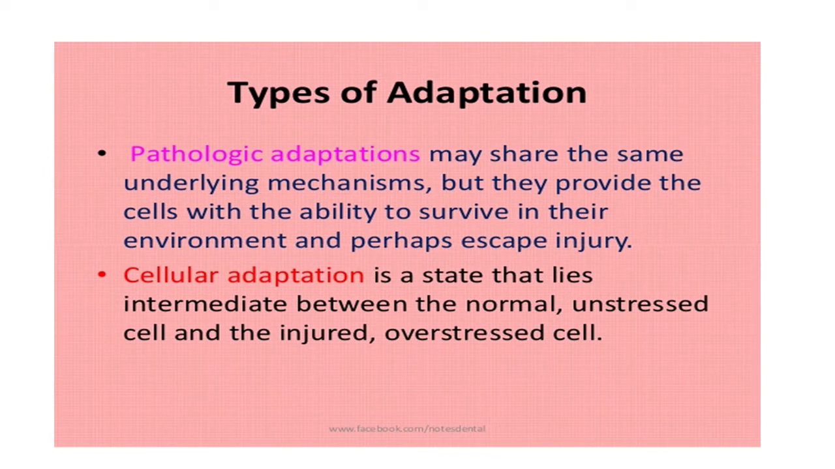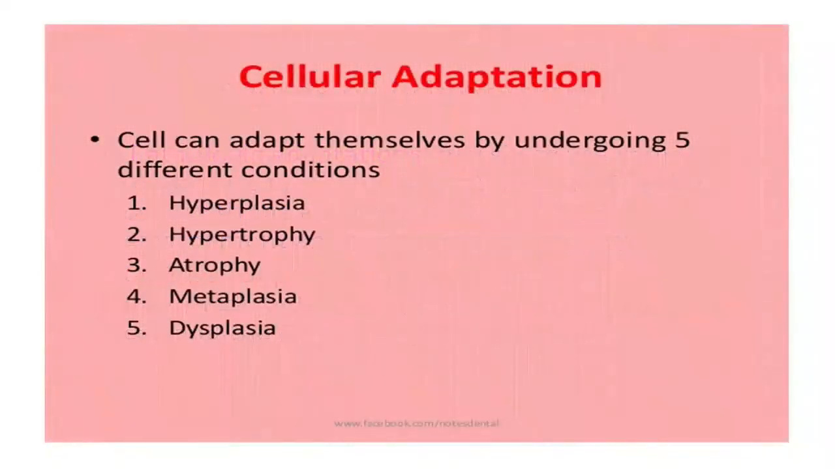But cellular adaptation is a state that lies intermediate between the normal unstressed cell and the injured or overstressed cell. So the normal cell, if it is unstressed, it is normal. If it becomes a little bit stressed, then let's deal with the stress. If it becomes overstressed, let's deal with the stress. If we are not able to deal with it, then we die.